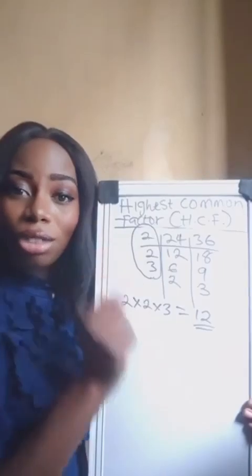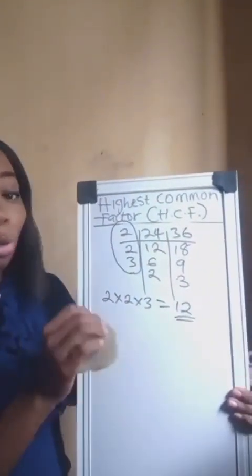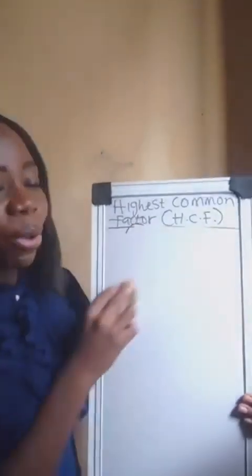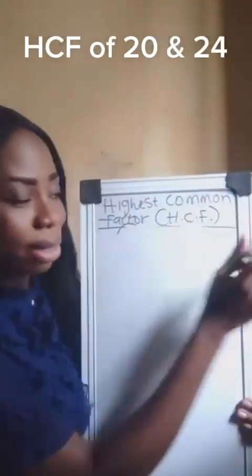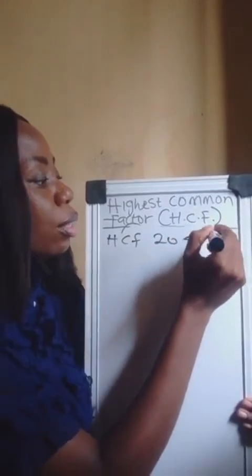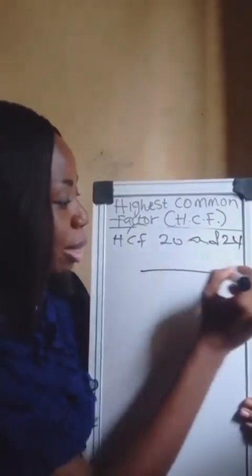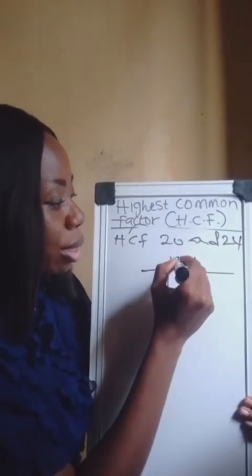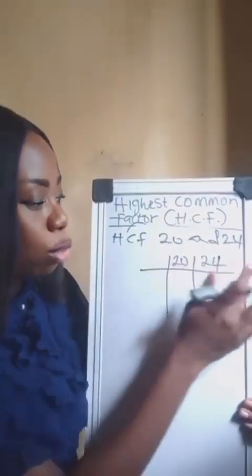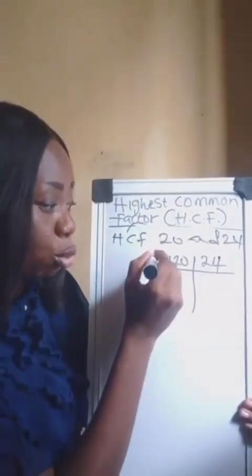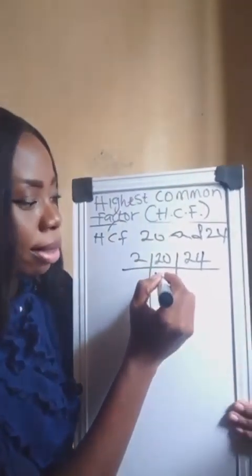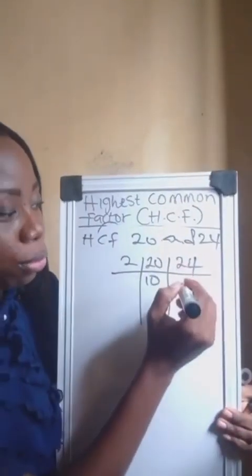Wow. Let's treat one more example so that we'll know if this is truly correct. Let's look at the highest common factor of 20 and 24. HCF of 20 and 24. So we use this easier method. We use the smallest common factor of 20 and 24, which is 2. 2 goes into 20 ten times, right? And 2 goes into 24 twelve times.